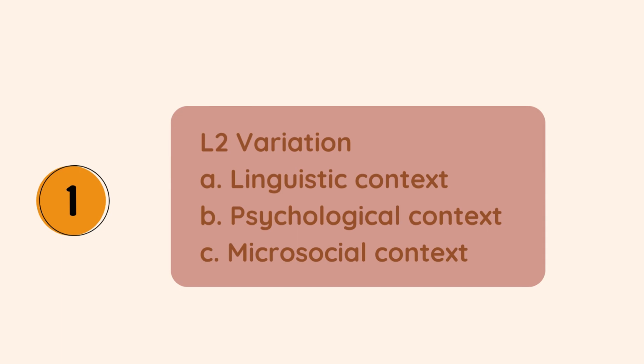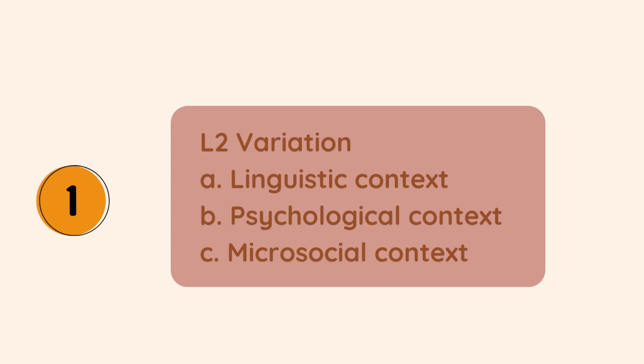Variables occur in what learners know and can produce as they progressively achieve a higher level of second language proficiency. Multiple linguistic forms which are systematically or predictably used by different speakers of a language occur at every linguistic level. These variables depend on the communicative context. Here, there are 3 contexts. These are linguistic context, psychological context, and microsocial context.